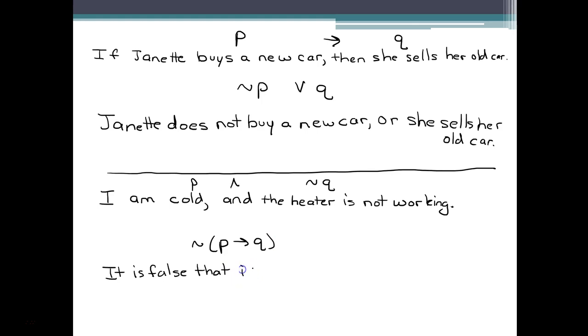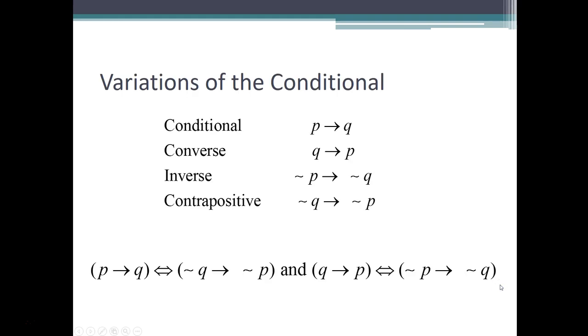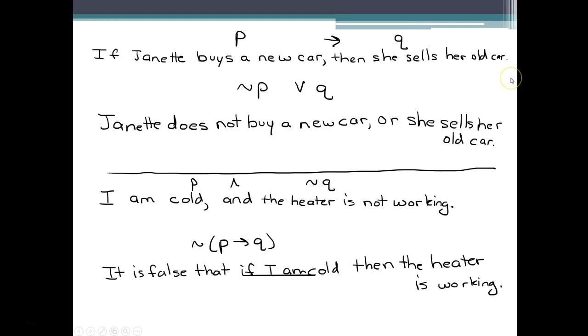It is false that if I am cold, because I am cold is P, then not Q is the heater is not working, so Q is the heater is working. Sorry. So it is false that if I am cold, then the heater is working. That's something that's logically equivalent.